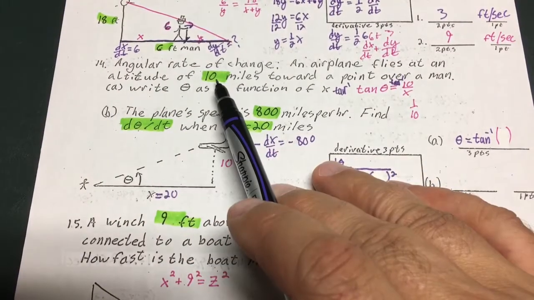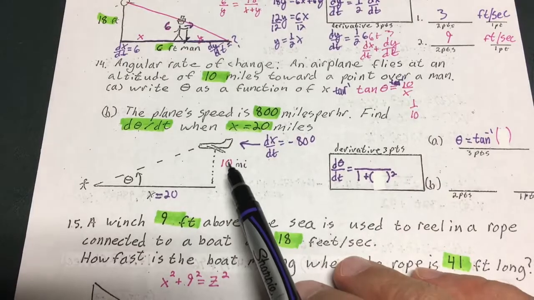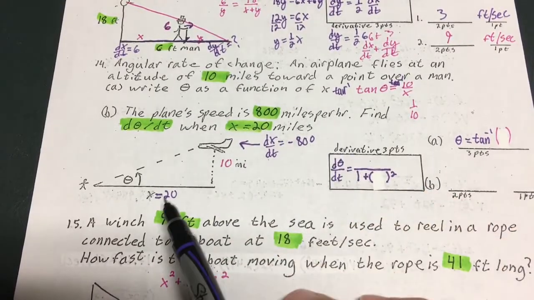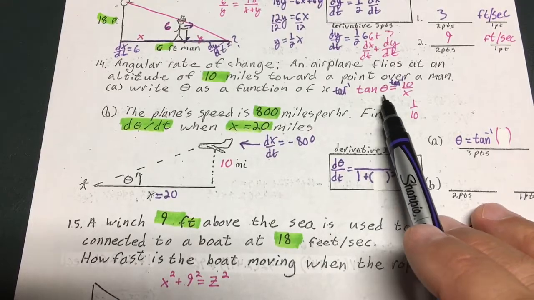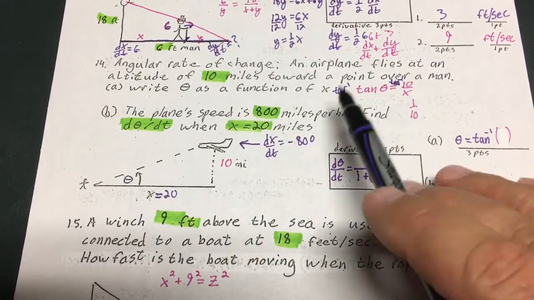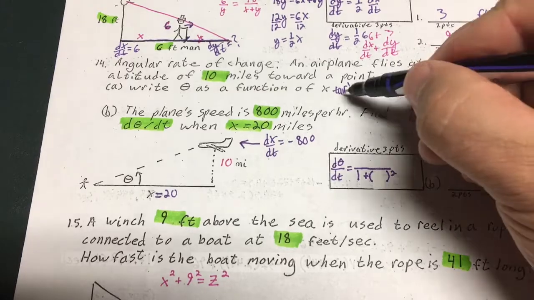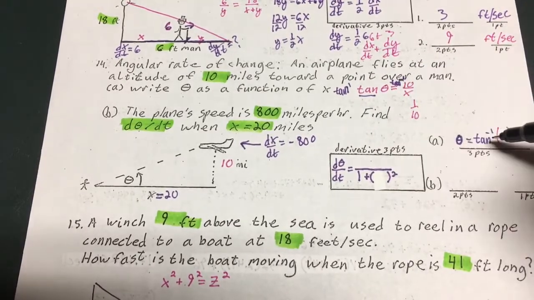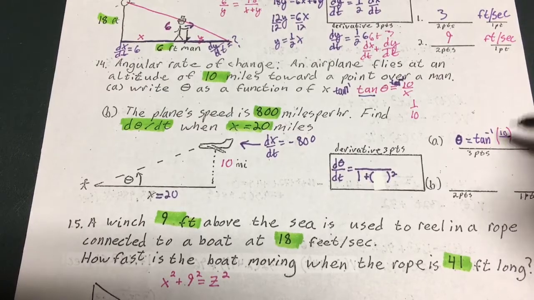For number 14, it gives me that its altitude is 10, so I wrote that down there. It wants me to write theta as a function of x. I have opposite and adjacent, so I'm going to use the tangent ratio. Tangent of theta equals 10 over x. Then I take the arctan of both sides. The arctan cancels on the left side, and that gives me theta equals arctan of 10 over x.